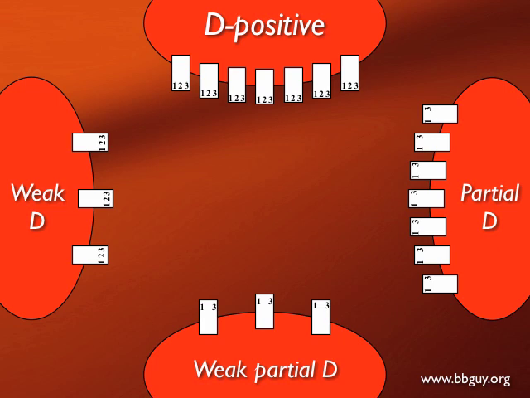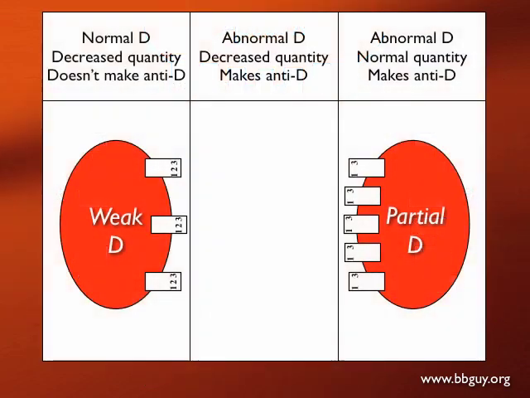So again, here's showing weak partial D down at the bottom. That individual has an abnormal form of D and lacks epitope 2, and they also have a decreased amount of the D antigen because, just like weak Ds, they don't have as much as they're supposed to. And that leads us to this middle category.